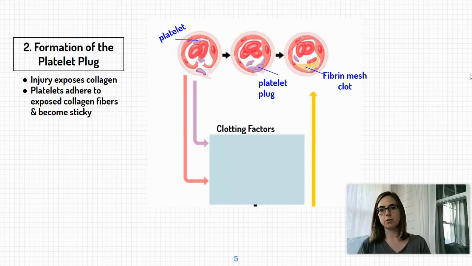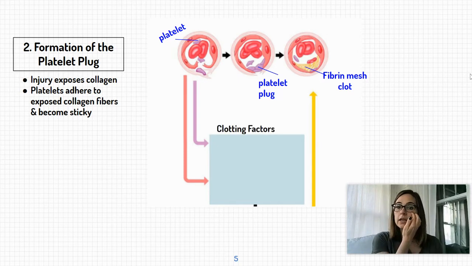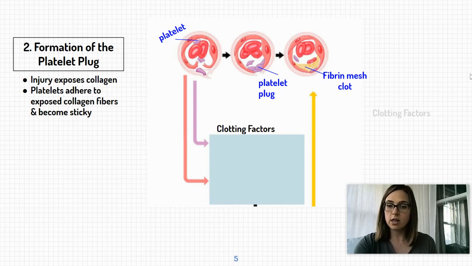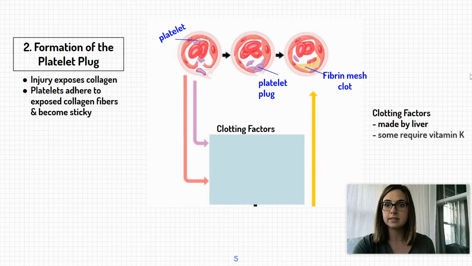And so it's very important. All right. So, in order to complete hemostasis and a full-fledged stopping of the bleed, we need clotting factors. So, clotting factors are made by your liver. And many of them require vitamin K.